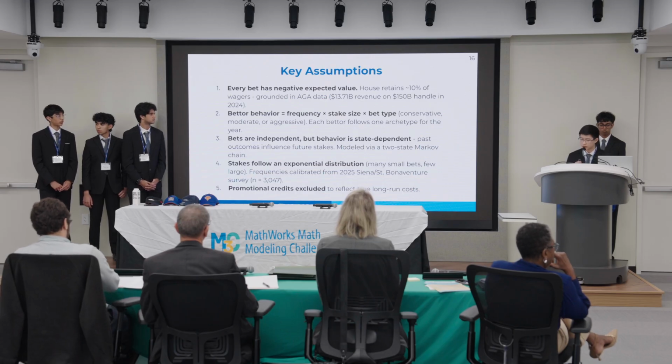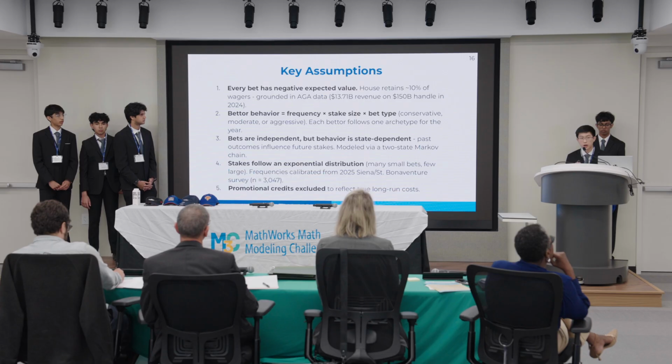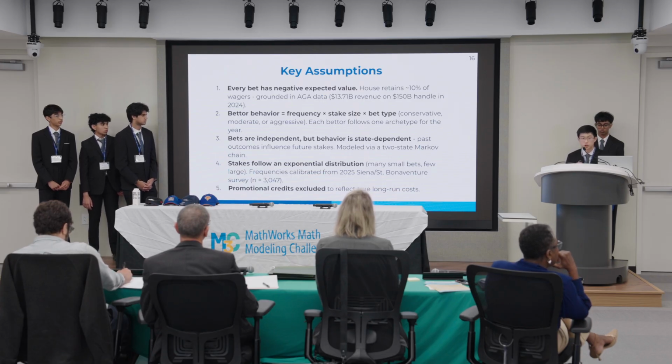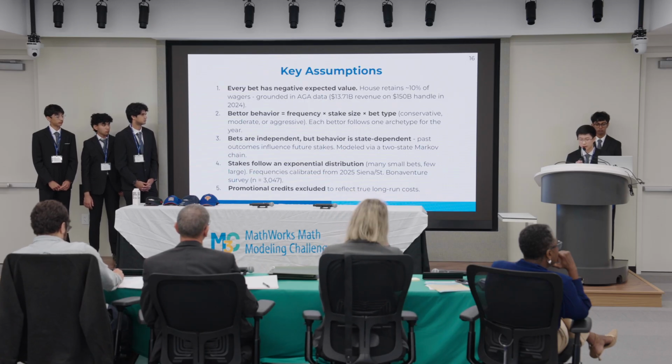The house always wins. For every dollar wagered, the sportsbook keeps about 10 cents, which is backed by real industry data. We classify bettors into 3 risk profiles: conservative, moderate, and aggressive, and each one plays out over a full simulated year. The third point is what makes this model interesting.